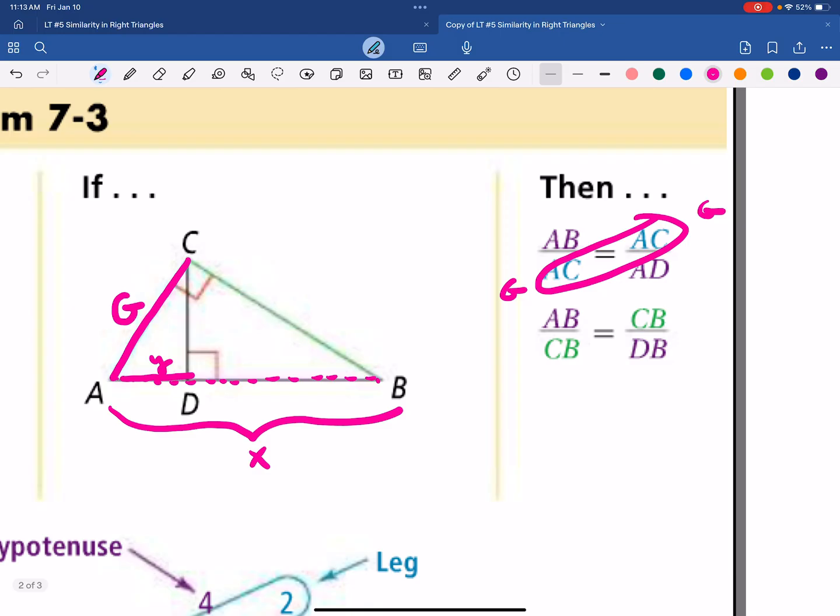So we say X is to G as G is to Y. And notice that the leg of the larger triangle is the geometric mean between the part of the hypotenuse that includes that and the whole hypotenuse. Now what this is using is the two triangles. It's using the large triangle, triangle C. So this large triangle, it's using this one, where this is the hypotenuse of that.